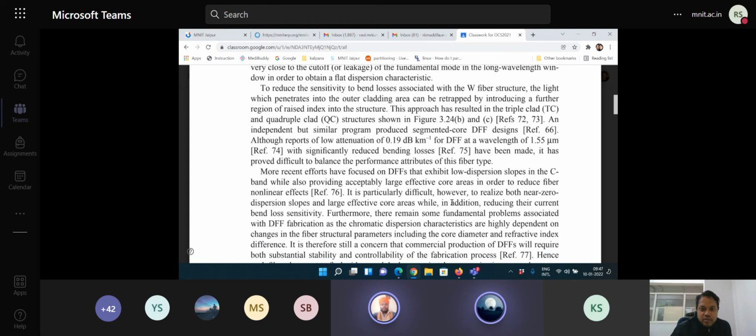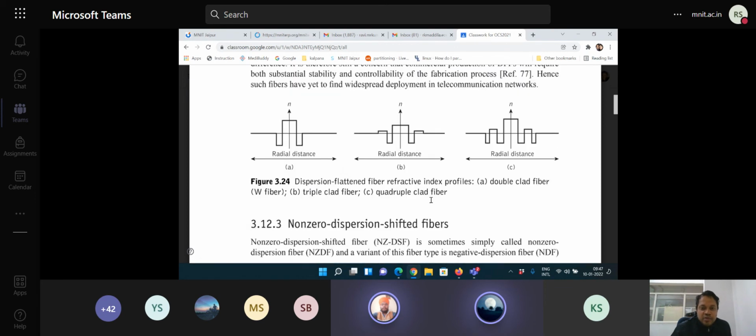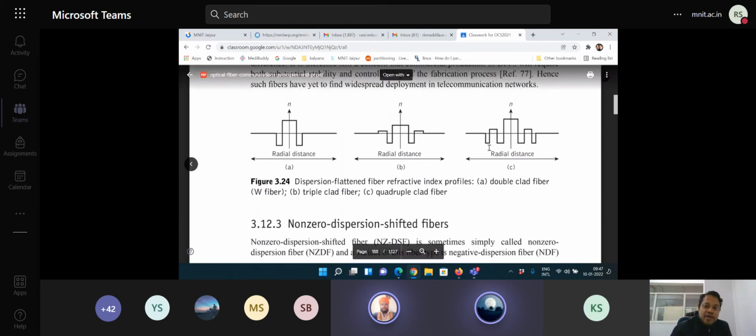But the dimensions that you see here are of the order of micrometers, so getting such refractive index profiles at such small dimensions is a difficult task. So the dispersion flattened fibers are usually not so popularly used because the cost of fabricating these becomes much higher.